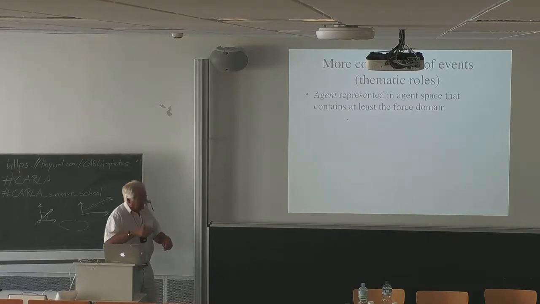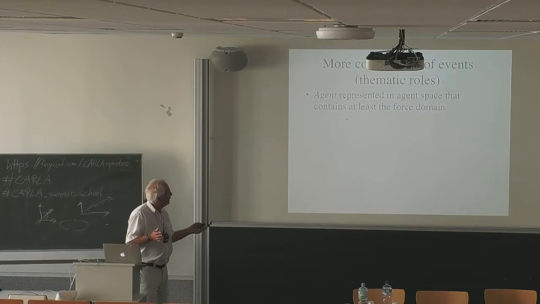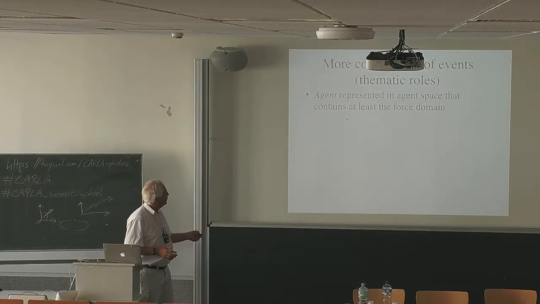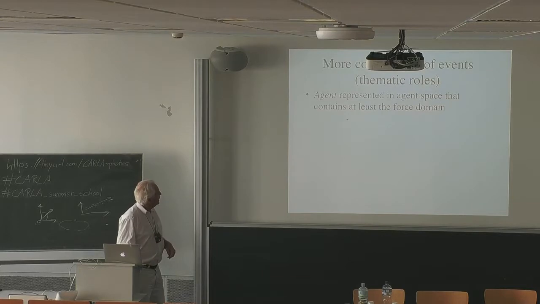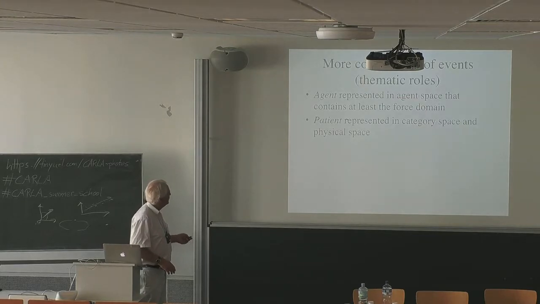So agent and patient are typically what linguists would call thematic roles. An agent is represented in agent space. It's an object, could be an abstract thing, but it's something that is typically expressed by a noun, but it has to be able to exert a force. Otherwise, it can't be an agent. And then the patient is some kind of object, typically in physical space.